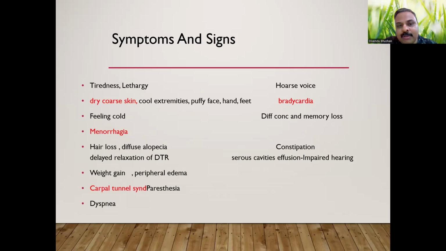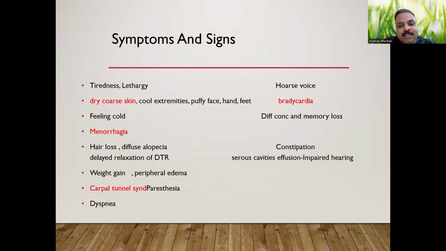What are the common symptoms and signs? Tiredness, lethargy, dry and coarse skin, whereas in hyperthyroidism the skin is moist and warm. Here it is coarse, with cool extremities, puffy face, hands and feet, feeling cold, menorrhagia, hair loss, diffuse alopecia, delayed relaxation of deep tendon reflexes, weight gain, peripheral edema. It is said that the weight gain is due to mild fluid retention, and it is up to only 4 to 5 kg weight gain.